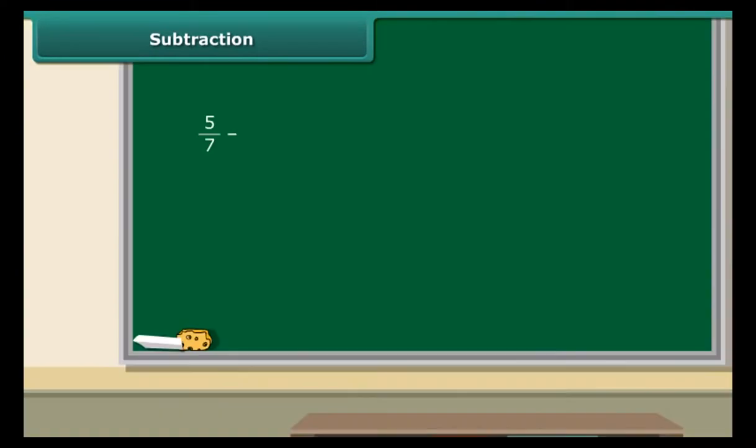Like addition, when the denominators are same, then we just subtract the numerators and keep the denominators same. And if the denominators are not same, we find the LCM of the denominators, then we find the equivalent rational numbers of the given rational numbers with this LCM as the denominator. Then subtract the two rational numbers.